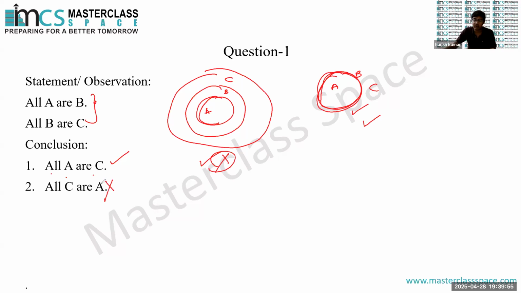So therefore, what is the conclusion? The first conclusion is only true. That is, all A are C is the true answer.